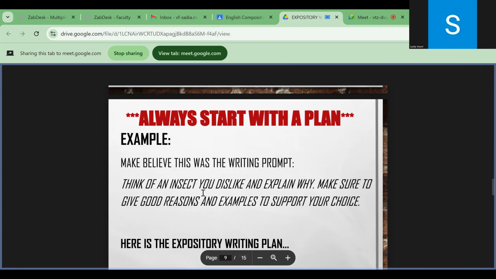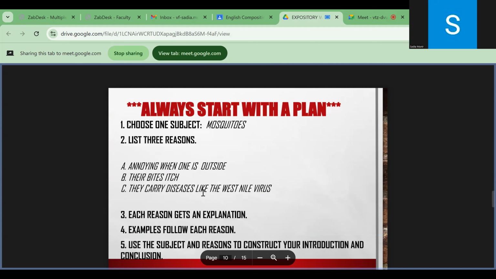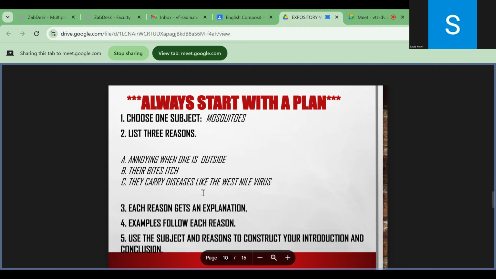Now, always start with the plan. Without the plan, your essay will not be effective enough. So you should have a plan. For example, you see a topic has been chosen, that is mosquitoes, and then you can list 3 reasons that they're annoying. They bite, their bites itch, and they carry diseases. So these could be 3 reasons.